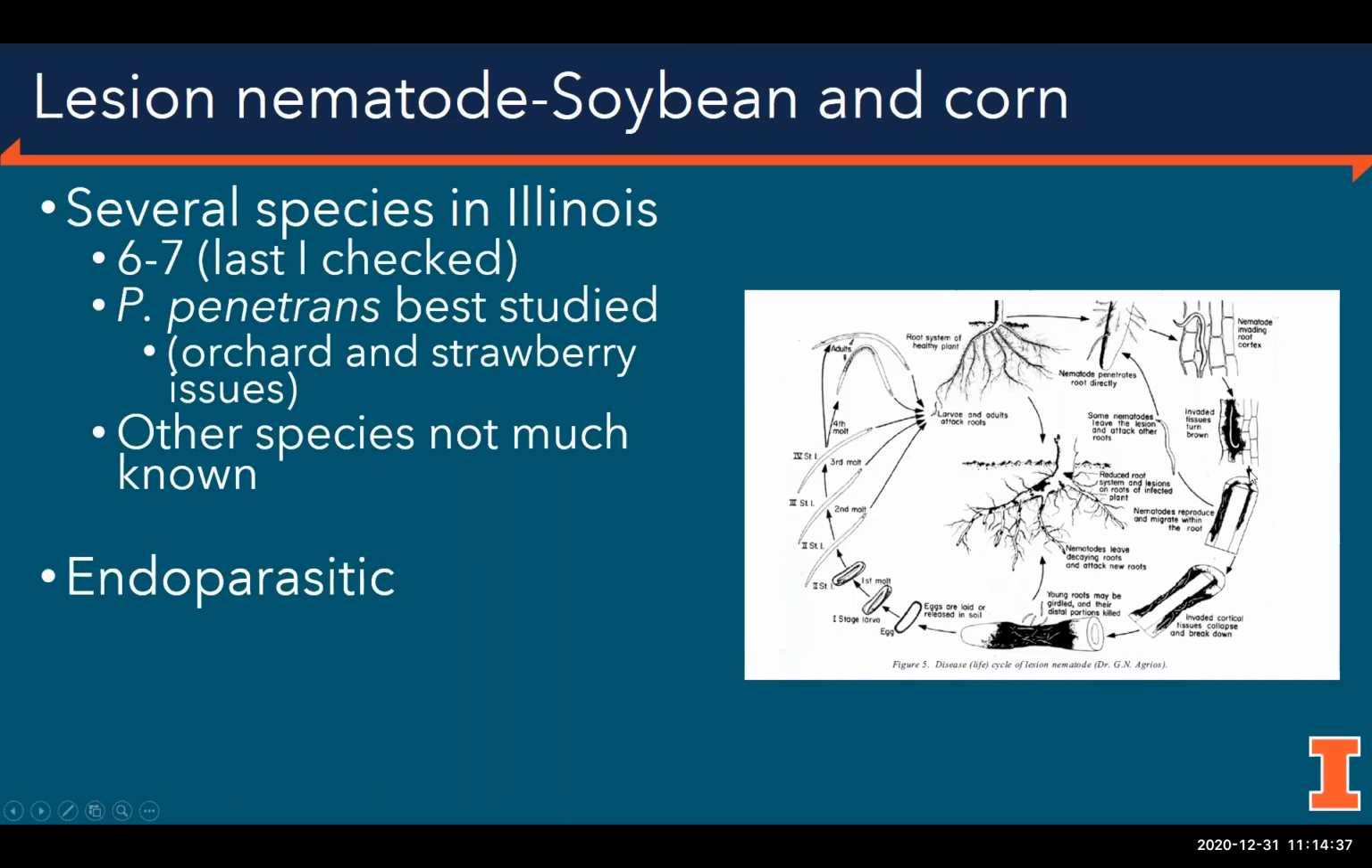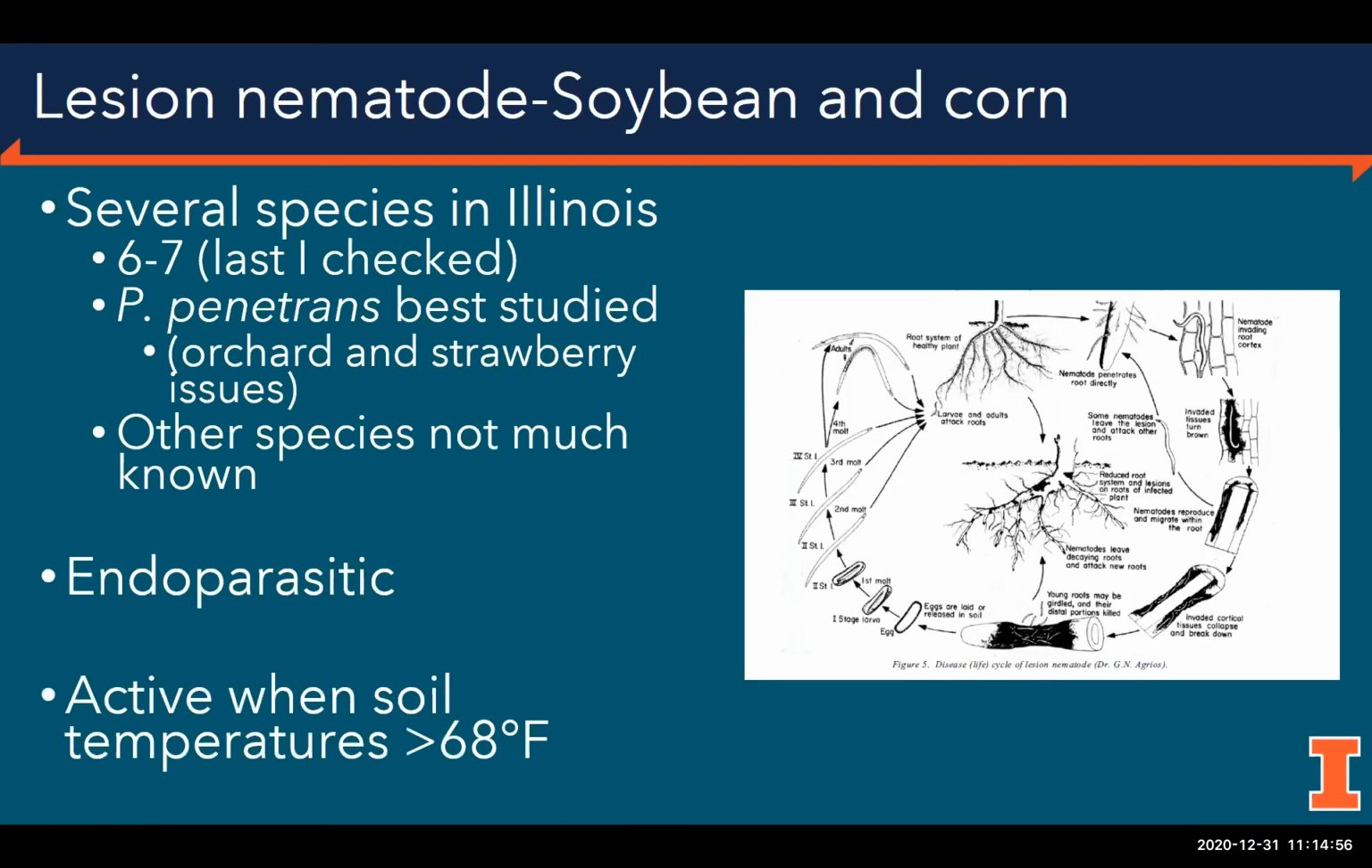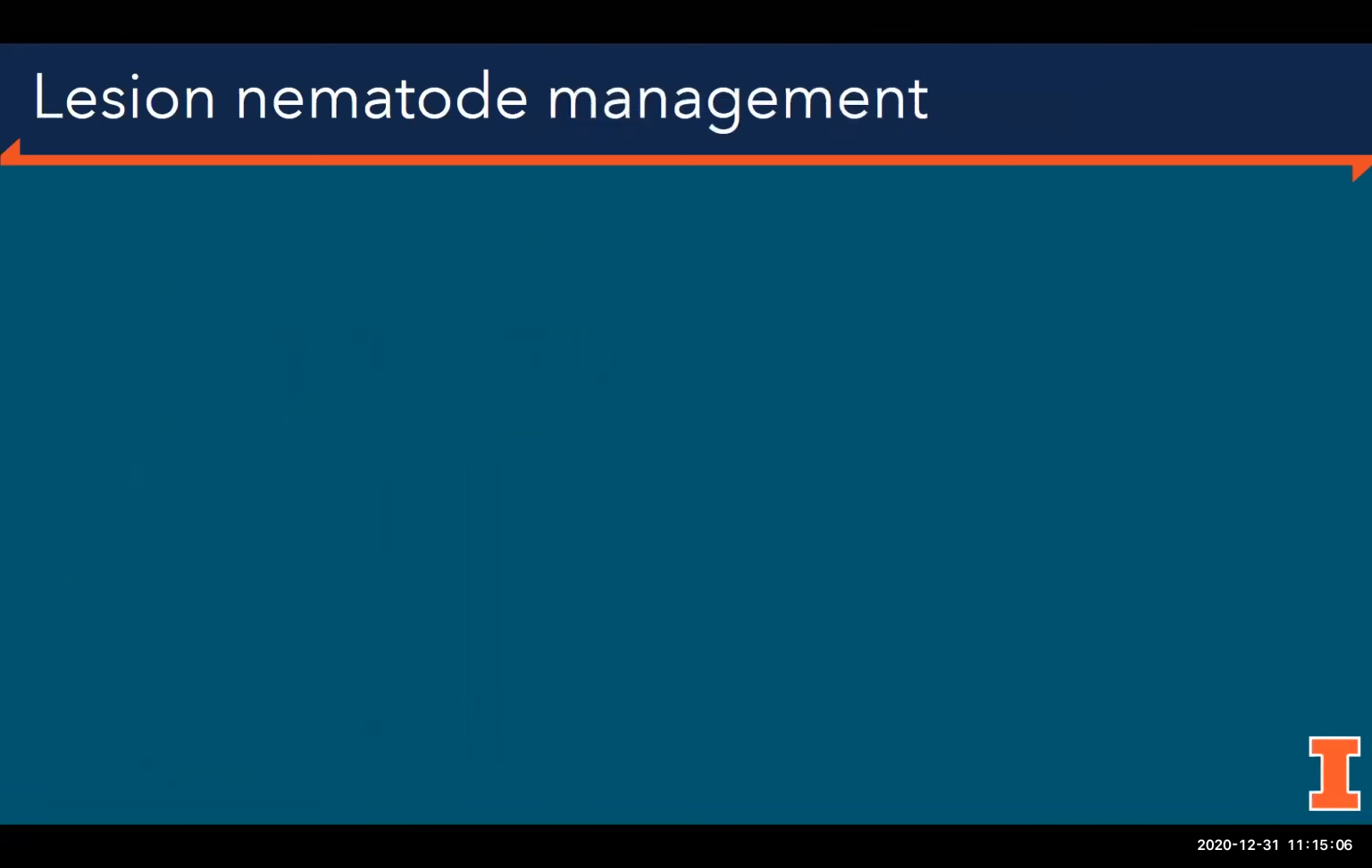And then they'll feed inside the roots and cause a lot of damage. So you can imagine that's going to cause those roots to develop these black rotted areas, and that's why they're called lesion nematodes. A lot of secondary organisms get into those roots. You can get root rots associated with these as well. They usually like it when the soil's warm, like most of these nematodes. So it needs to be over 68 degrees Fahrenheit before you really see these guys get active out in the soil.